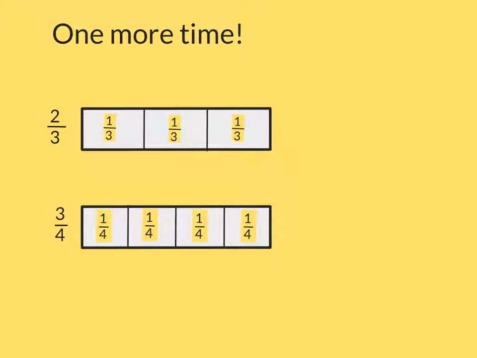Okay, let's try one more. We have 2/3 and 3/4. So we need to figure out if these two fractions are equivalent. Make predictions. Now first, we are going to shade in 2/3. And next we're going to shade in 3/4.